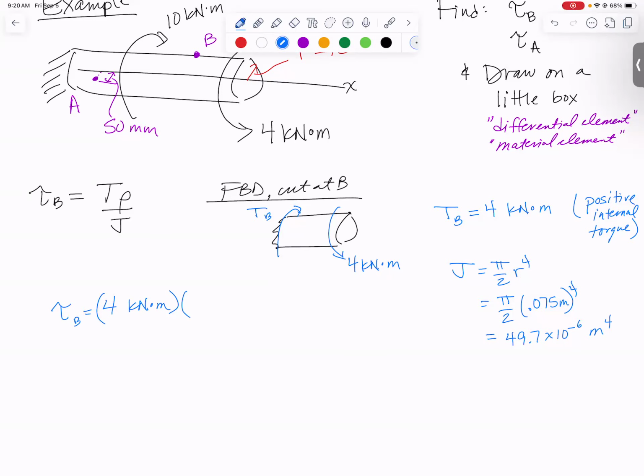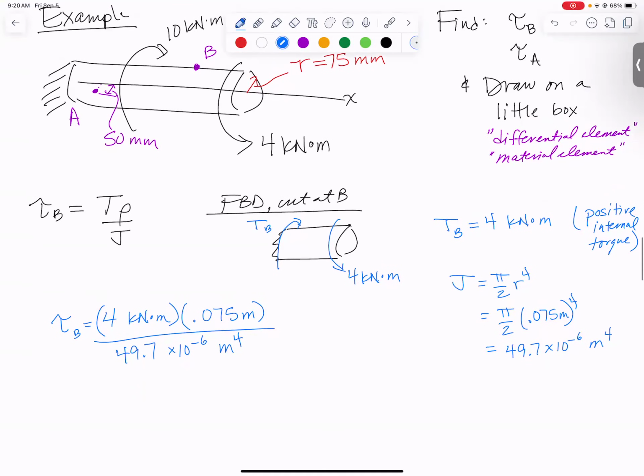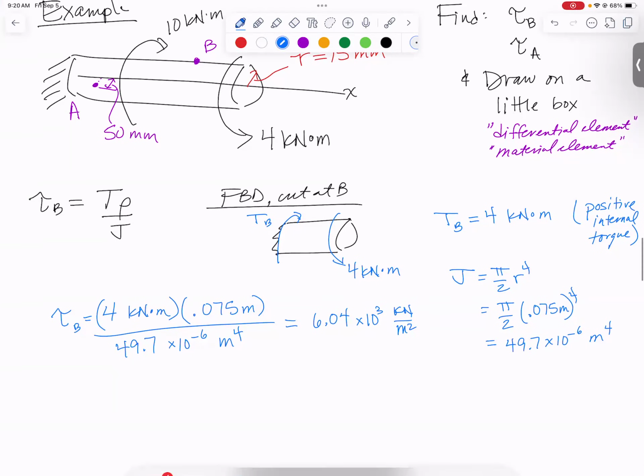Rho is the radial location of point B, which will be 75 millimeters out from the middle of the circle, 0.075 meters. J is 49.7 times 10 to the minus 6 meters to the 4th. And simplifying that, I get 6.04 times 10 to the 3rd kilonewtons per square meter, which is also a kilopascal. So that would be 6.04. If I get rid of the 10 to the 3rd, this becomes a megapascal, or 6.04 times 10 to the 6th pascals. Oh, those are right. This is probably the best way to give your answer, but they're all right.